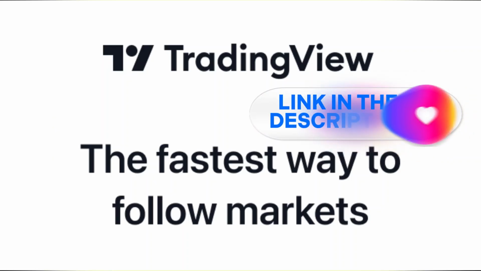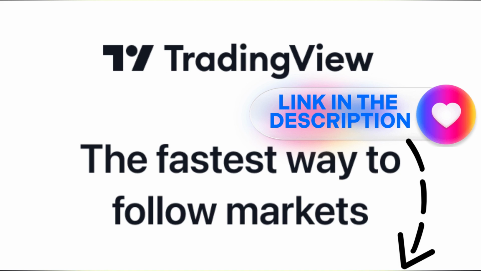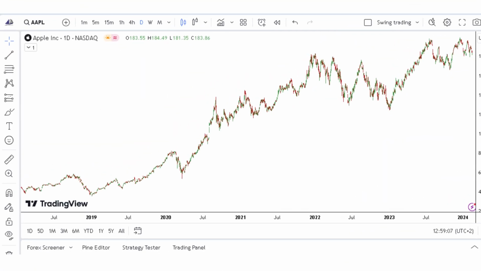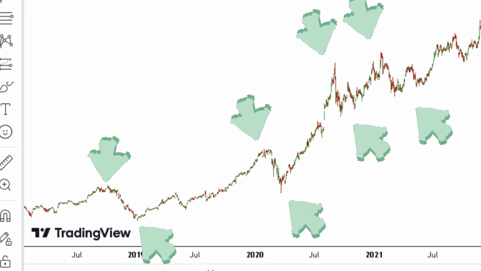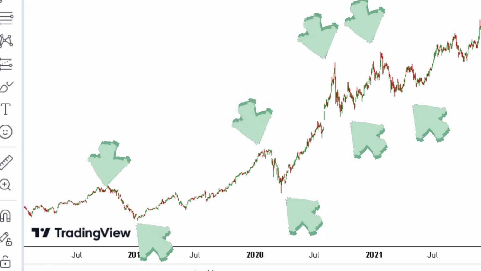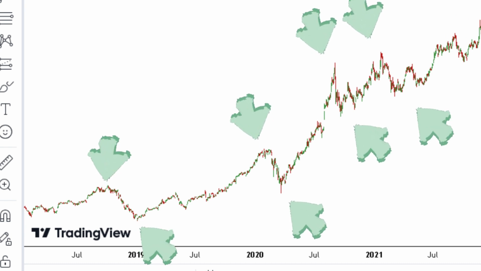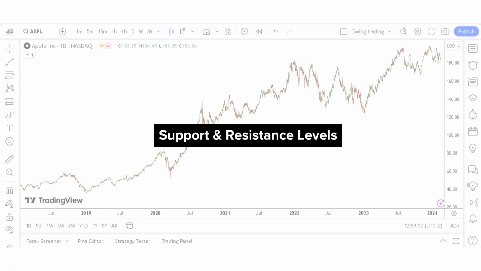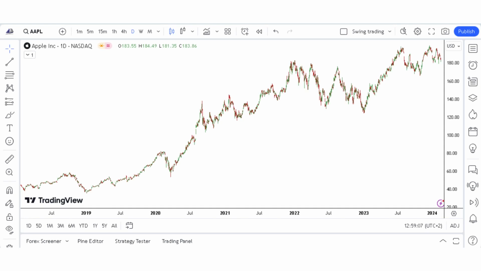Let's take a look at an example, using TradingView, a free tool for technical analysis. Here, we have the chart of Apple's stock price over time. Notice how the price tends to bounce off a certain level before either continuing its upward trajectory or reversing its direction. These levels where the price bounces off are called support and resistance levels. For instance, in an uptrend, the price might bounce off a support level like this, indicating a potential entry point for a long position.